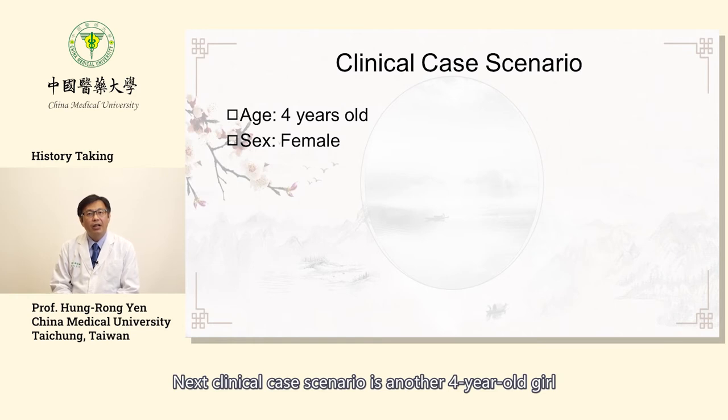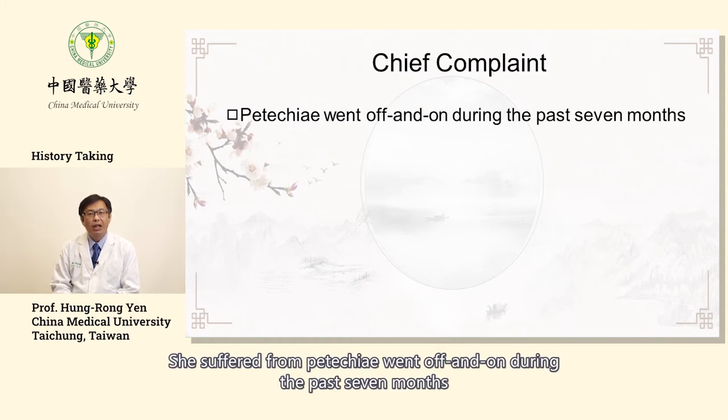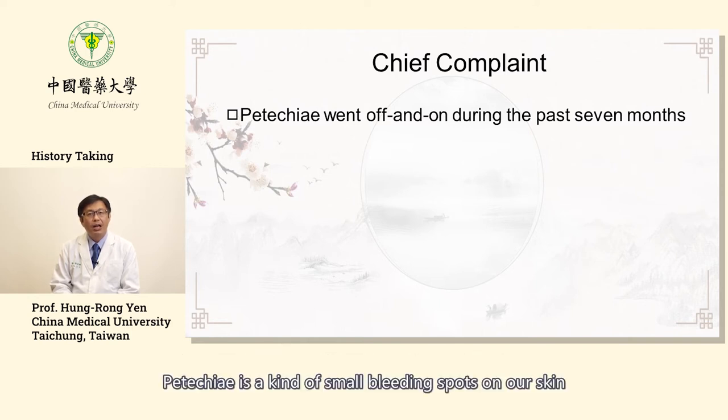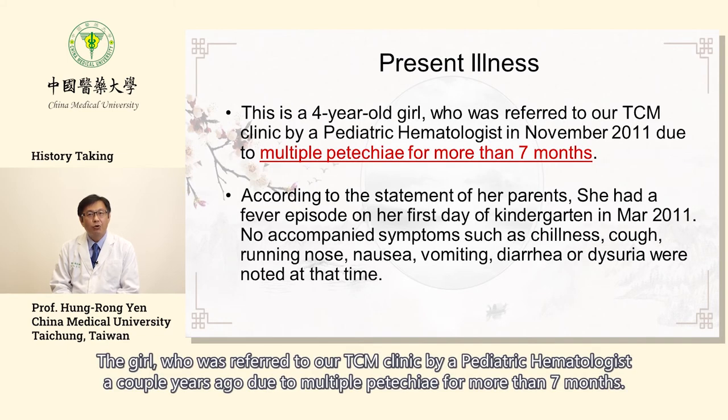Our next clinical case scenario is another 4-year-old girl. So she suffered from petechiae, on and off, during the past 7 months. So petechia is a kind of small bleeding spot on our skin. So the girl was referred to the TCM clinic by a pediatric hematologist a couple years ago due to the multiple petechiae for more than 7 months.